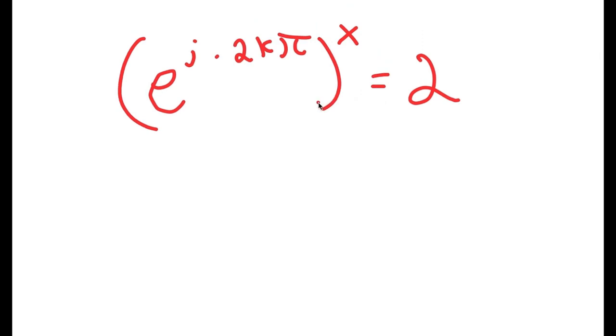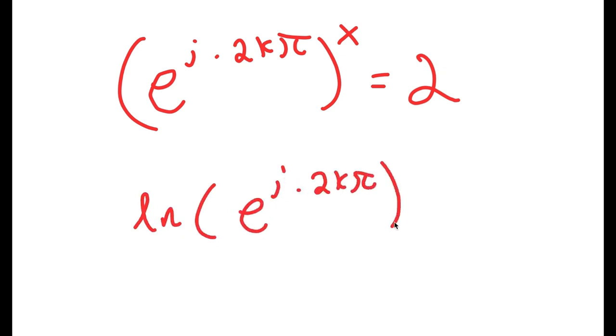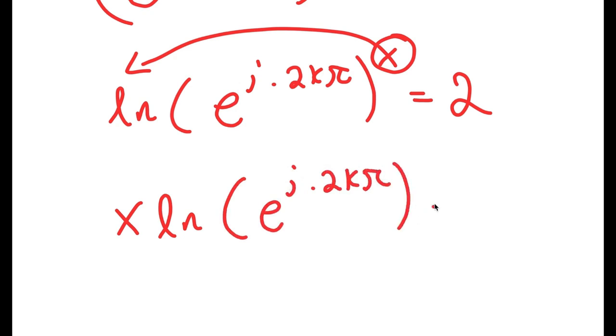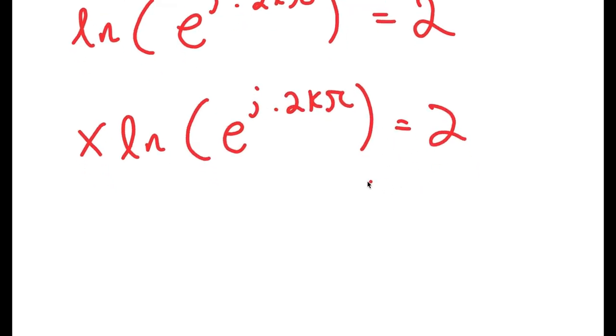And now, with this, I'm going to take the ln, or natural log, on both sides. So I have ln of e to the power of i times 2k pi, to the power of x, is equal to ln of 2. So I'm going to now bring this x down using the property of natural logarithms. So I get x times ln e to the power of i times 2k pi is equal to ln 2.